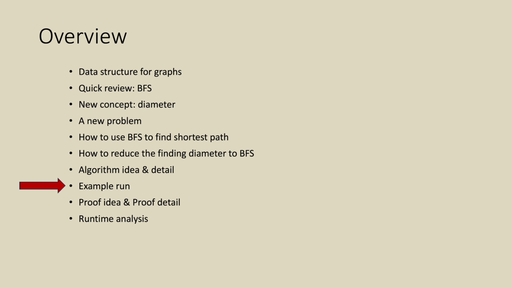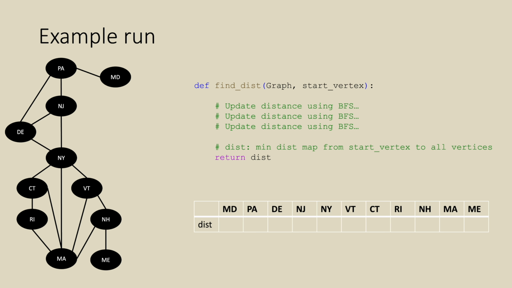We built an algorithm and let's see what the output looks like. At first, we need to use an array or map to save the result. In this example run, we set our start vertex as the red vertex Maryland.